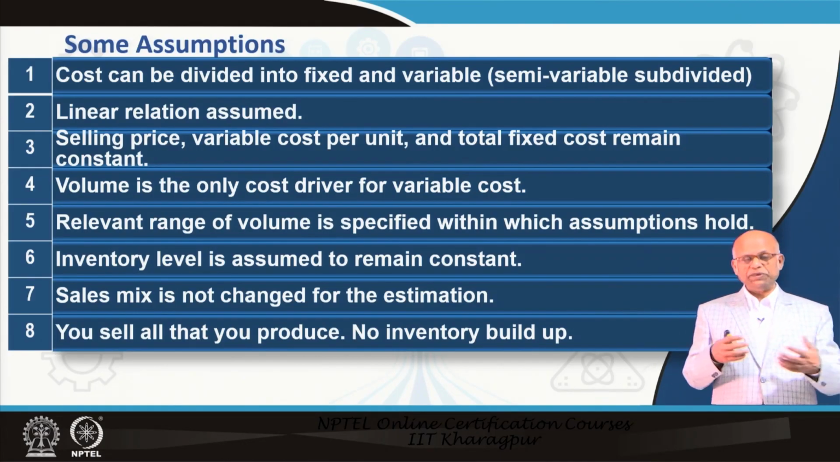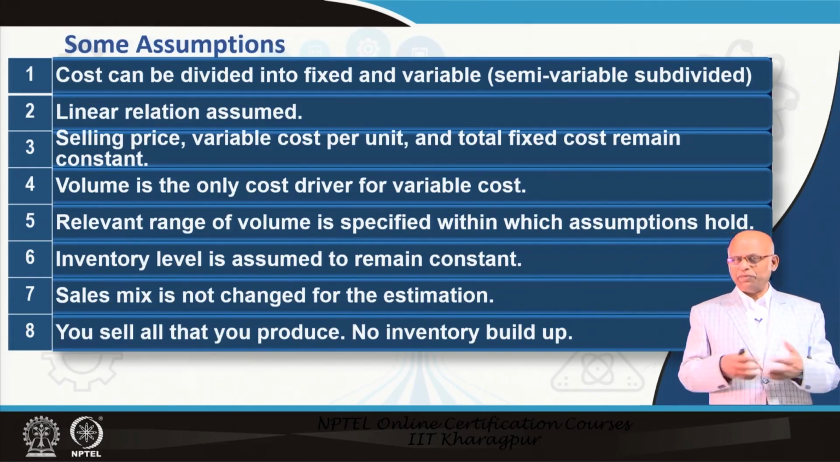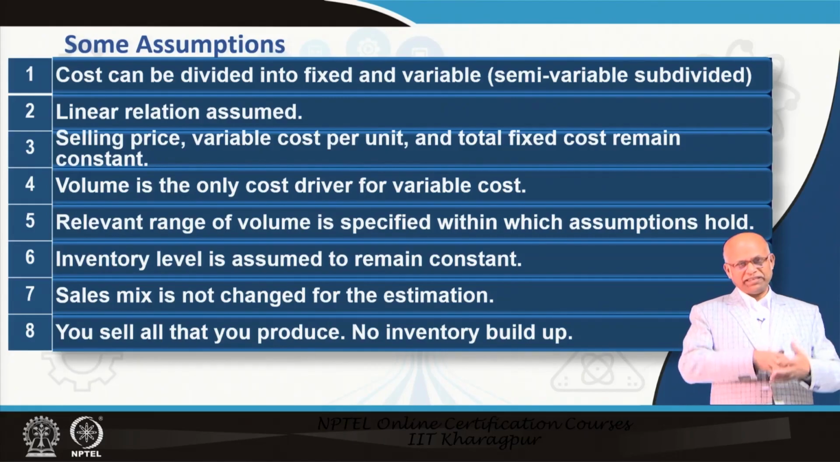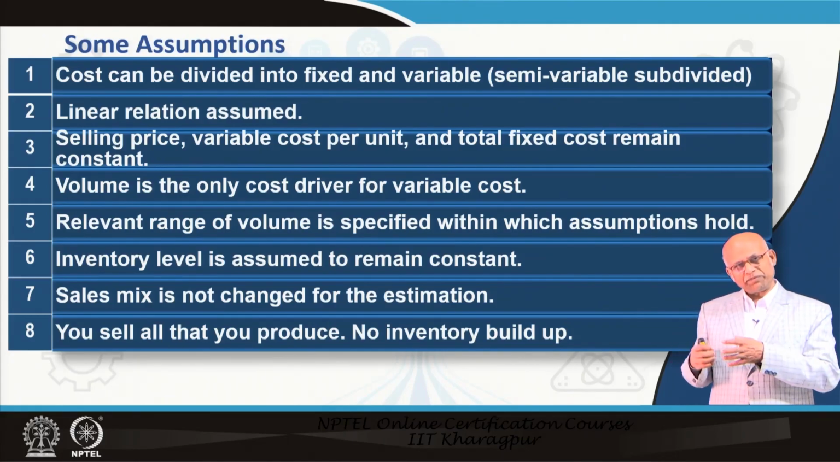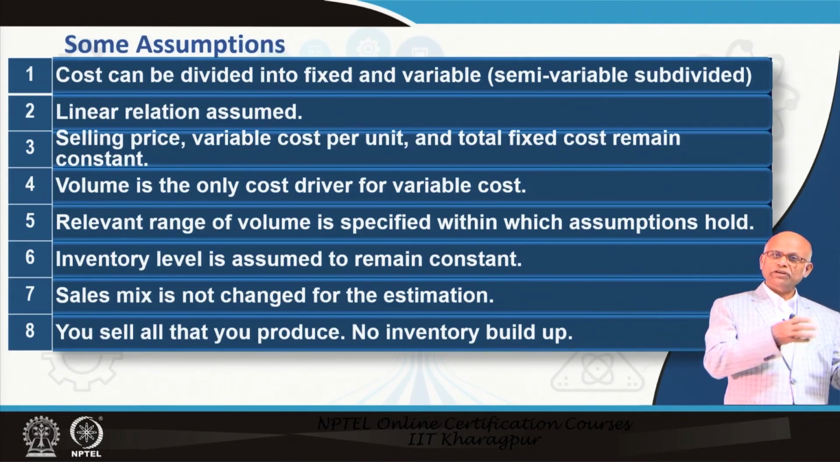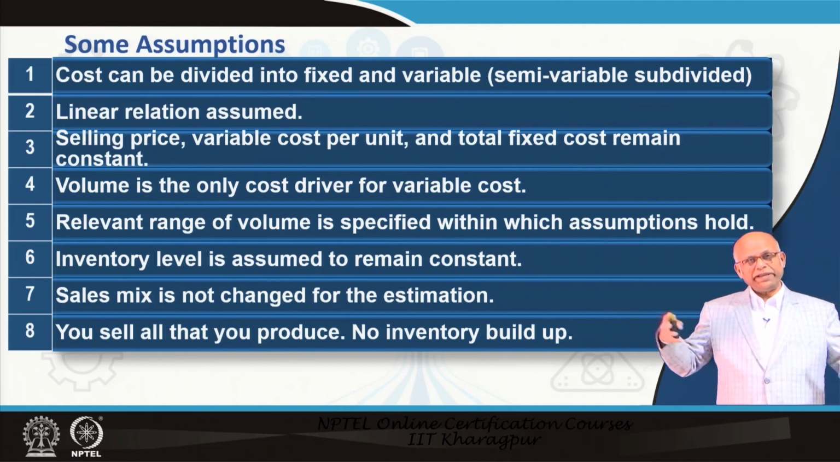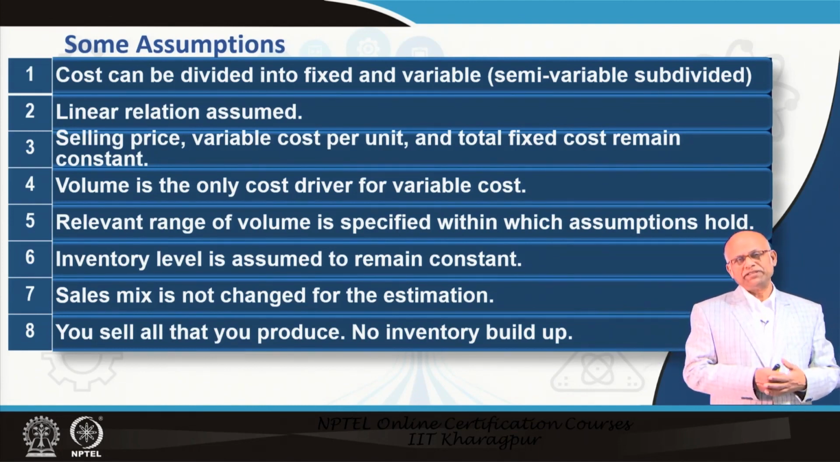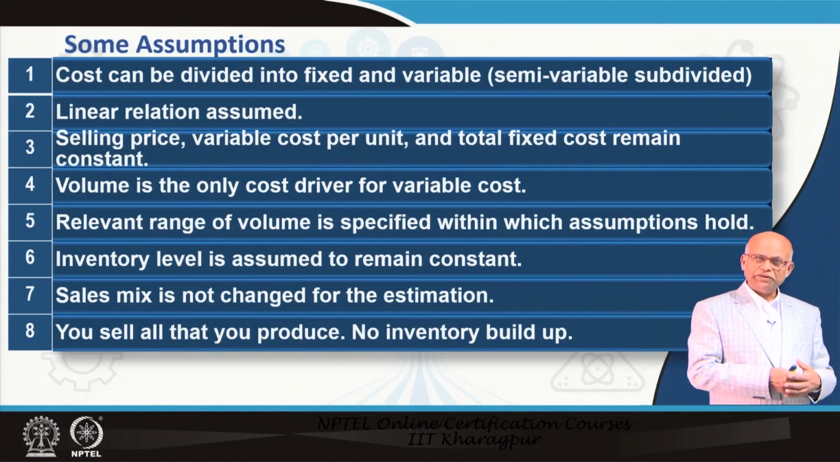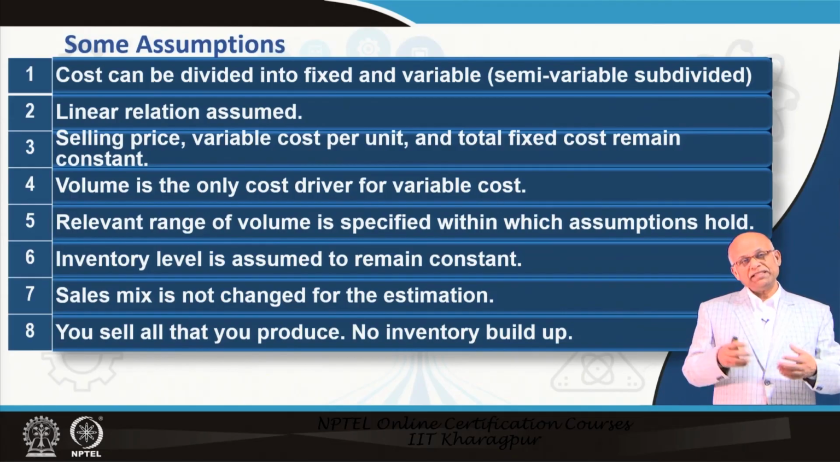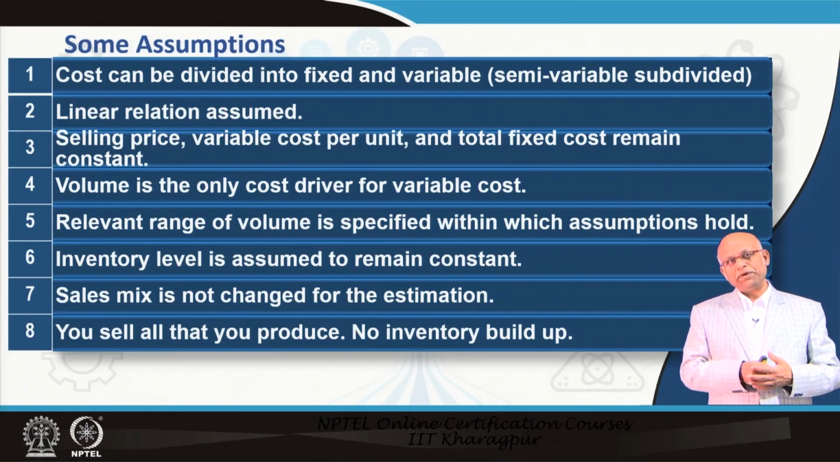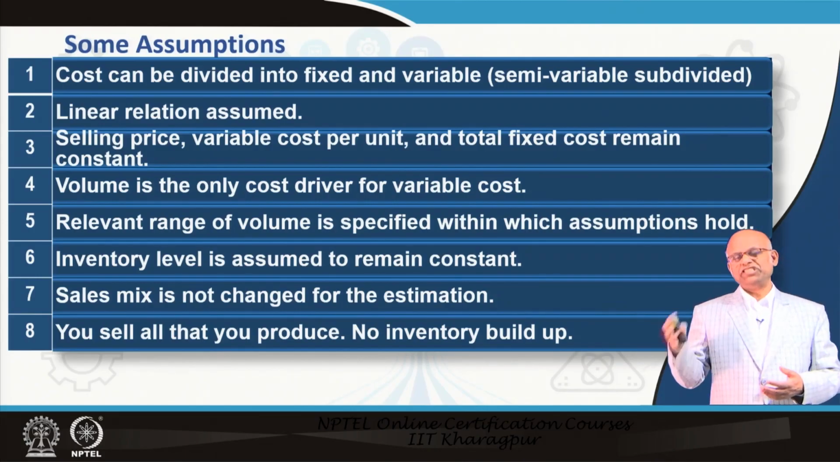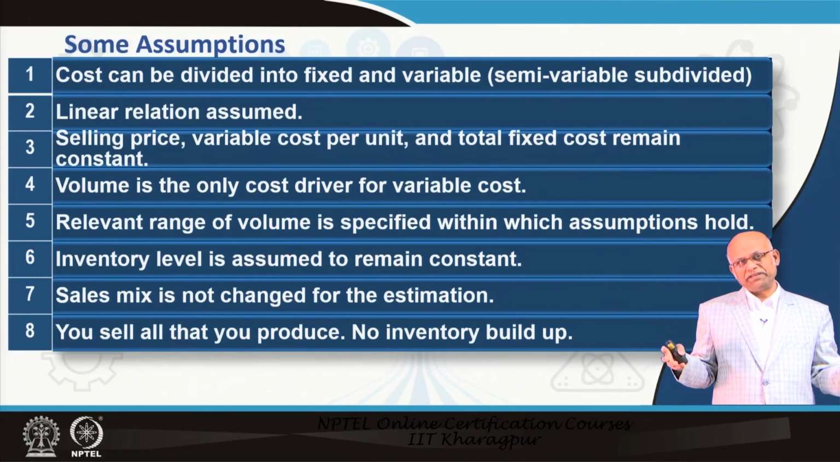Sales mix is not changed. Sales mix means you are not manufacturing just shirts, you are manufacturing some other products as well, say ladies garments. Now, for ladies garments, your variable cost to fixed cost relation may be slightly different compared to that of the shirts. So, if you take an average of the variable cost and the fixed cost, this may lead to some kind of serious approximation that may not hold, but this is an assumption that we have to live with, meaning that the sales mix will not change during the relevant period.